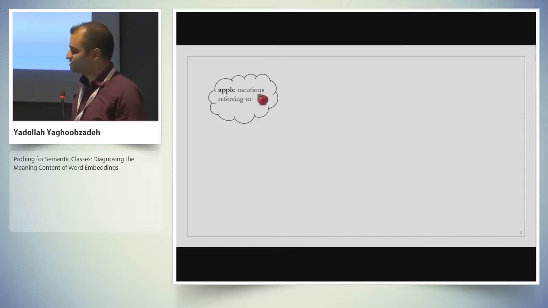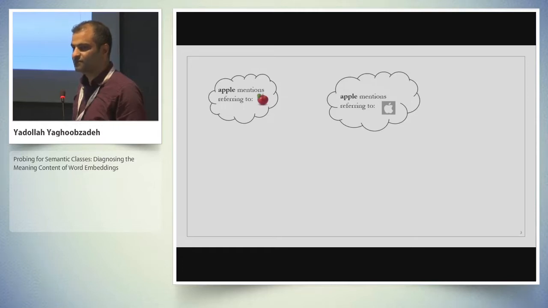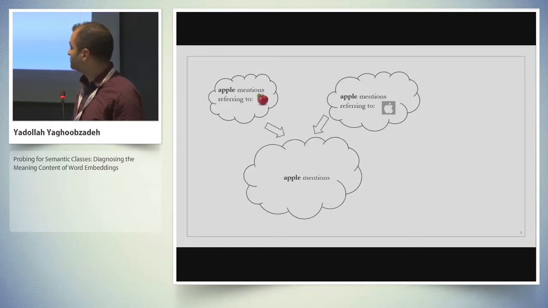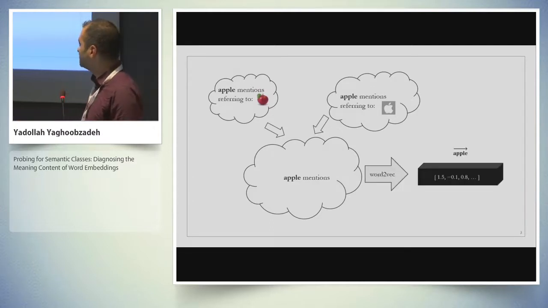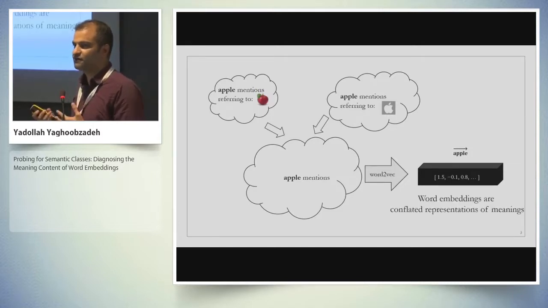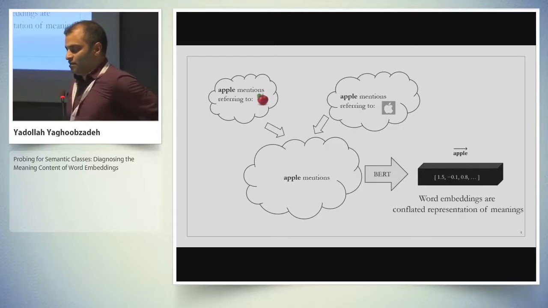And if we want to look at an example of how we actually learn embeddings for ambiguous words, it is as follows. We have apple mentions that are conflated mentions from different meanings of apple. And then we learn embeddings using, for example, word2vec and get an embedding for apple, which is a conflated representation for apple. And you may ask, okay, with the invention of BERT and such models, we don't have this issue anymore, but actually they also, in the input layers, have these conflated representations of meanings.